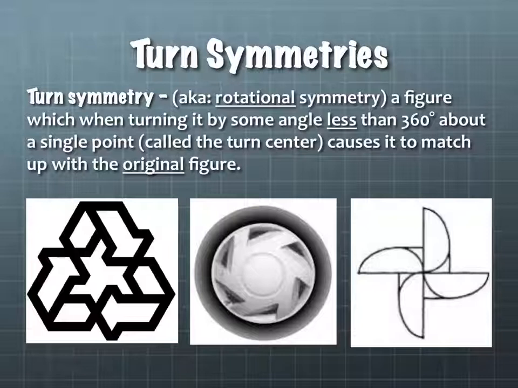So if you were taking a look at this diagram, like the recycle symbol one over here, the first question is, does it have rotation symmetry? Can I rotate it without going all the way around and it looks exactly the same as it did before? I can. How about the second one, the one that looks like a wheel?